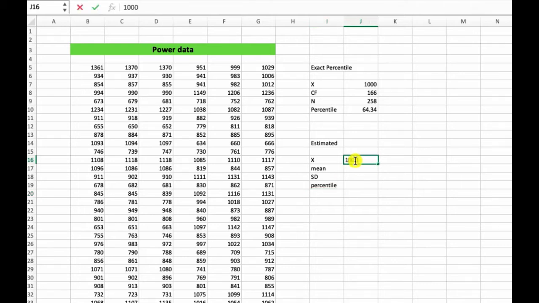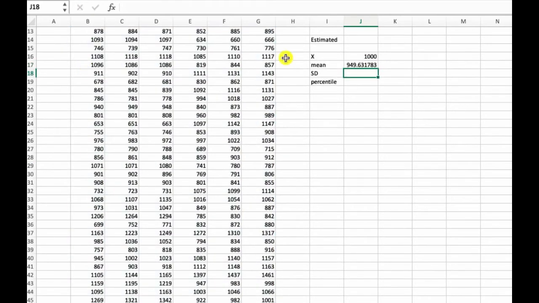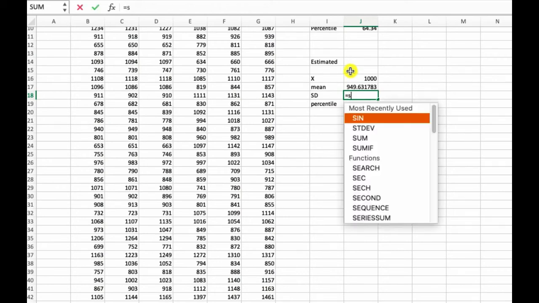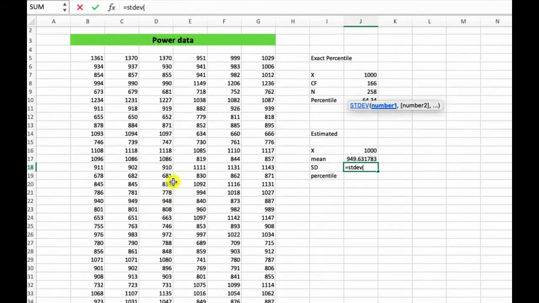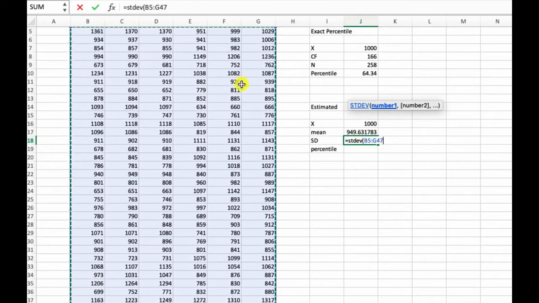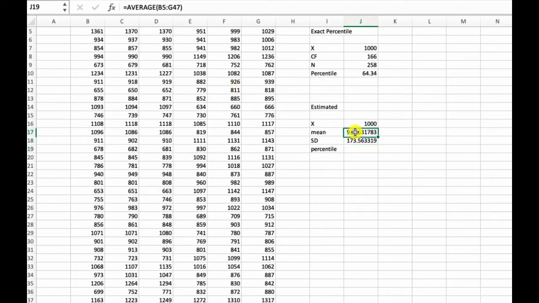So again, our x, or raw score, is still 1,000. The mean we can easily calculate by typing average and finding the average of that range of data. Same thing with standard deviation. We've used these functions before. And then same thing, I'm going to make those 2 decimal places, just because I have OCD.